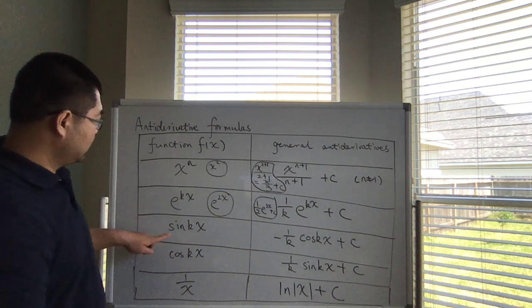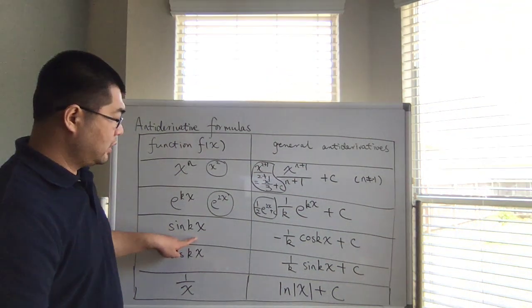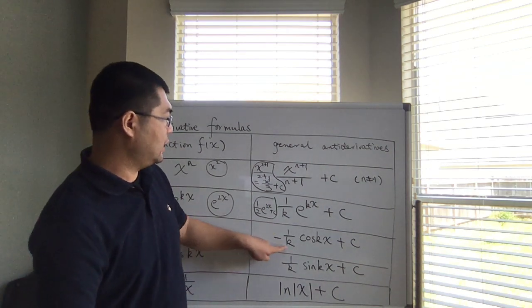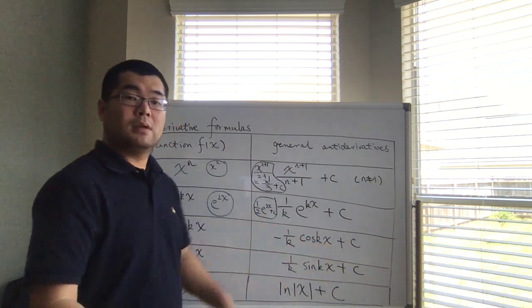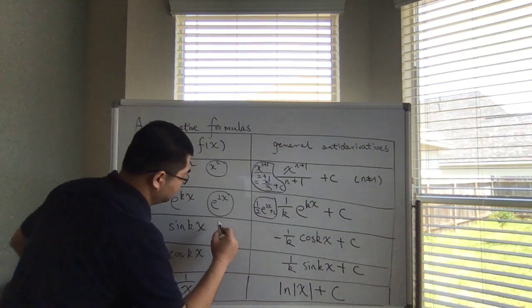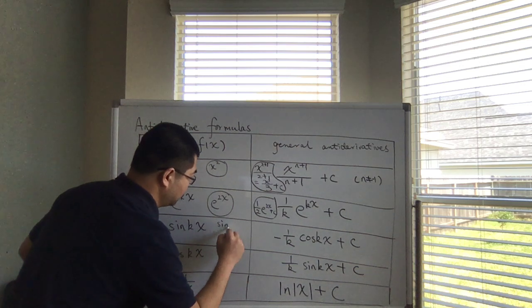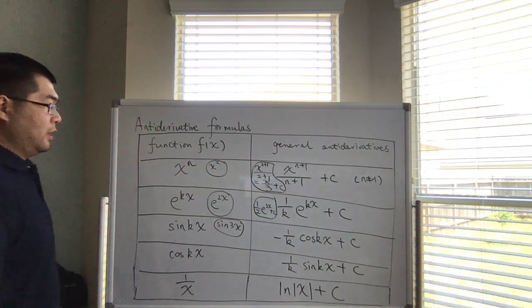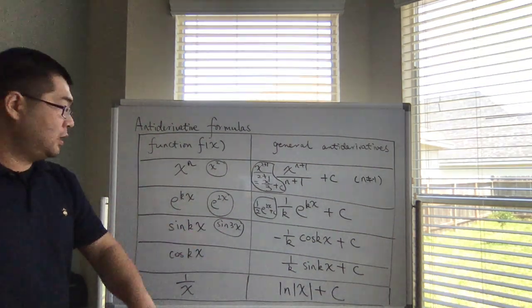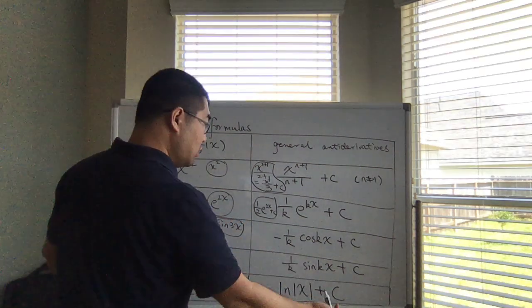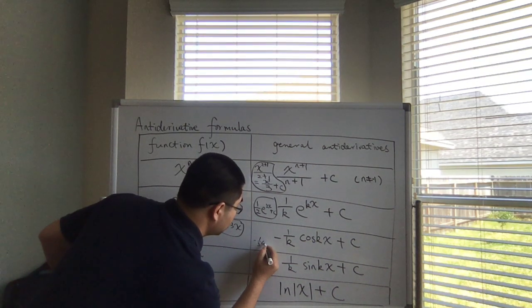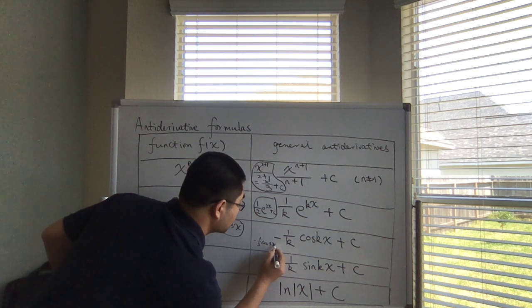The other one, sine of kx: the general antiderivative is negative 1 over k times cosine of kx plus c. Let's look at another example here. For example, if we have sine of 3x, in our problem k equals 3, so follow this formula. We're going to have negative 1 over 3 cosine of 3x plus constant c.